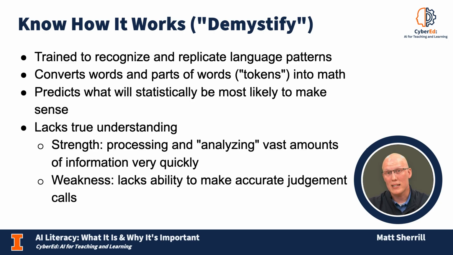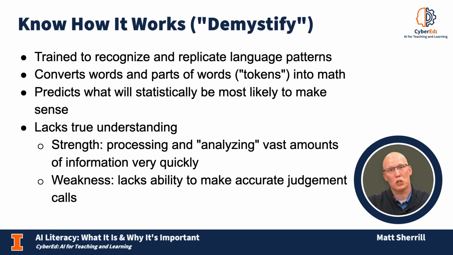At its most basic level, generative AI is taking human language and converting it into math. These systems have been trained to recognize patterns in language and then replicate those patterns. It essentially converts words or parts of words, also known as tokens, into math. It assigns what's called a vector value to each word or part of a word based on how it's used in relation to other words.